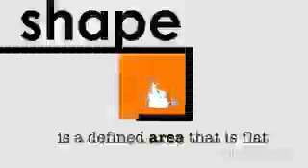Everything we see around us is a shape or a form. Shapes and forms define objects in space. What do we know about them? Shape is a defined area that is flat or two-dimensional. Form is a defined space that has depth or has a third dimension.